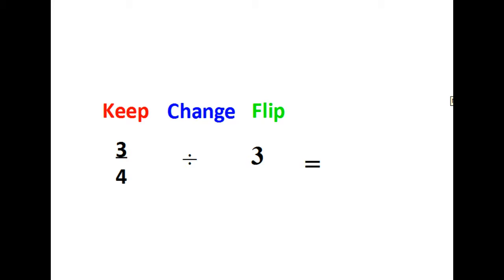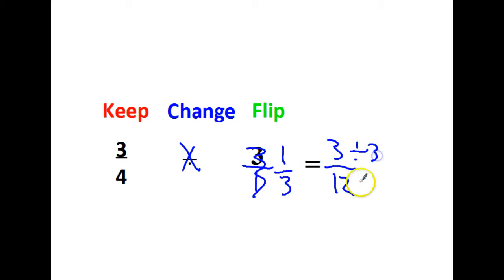3/4 divided by 3, remember, keep the 3/4, change the division sign to multiplying, flip the 3 over 1 to 1 over 3, and now I have 3 times 1 is 3, 4 times 3 is 12. Can I simplify? Can't divide by 10, 5. They're not both even, can't do 2. 3, 6, 9, 12. I can divide them both by 3. So that would give me a 1 on top and a 4 on the bottom.